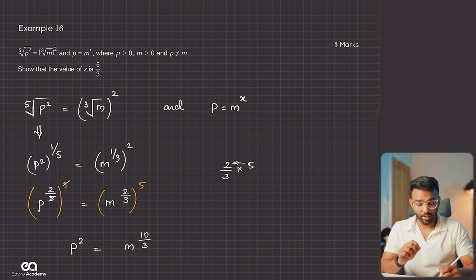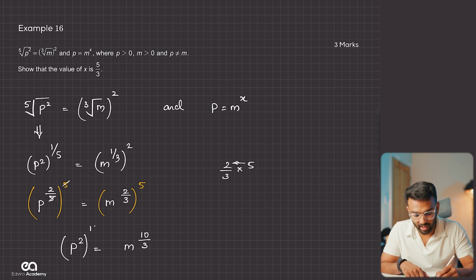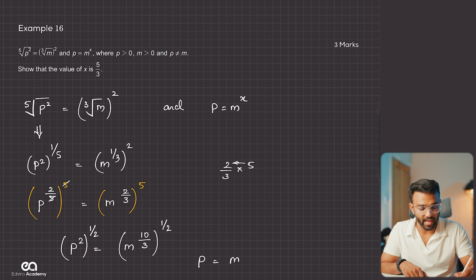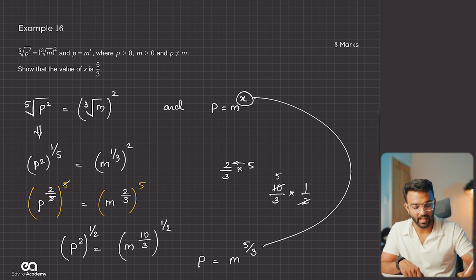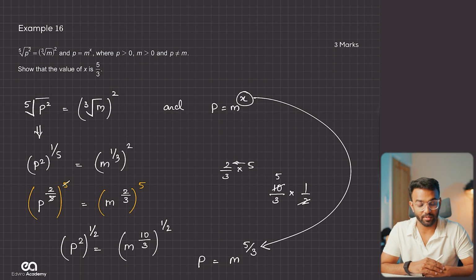And now, in order to get p on its own, what do we have to do? We will multiply this with a half, all right? So we will also multiply this by a half, so we will have p is equal to m to the power of 10 divided by 3 multiplied by a half, so the half and the 10 would cancel, and this would become 5. So this is 5 divided by 3, and that is exactly what the value of x is. And there we go, we are done with that question.